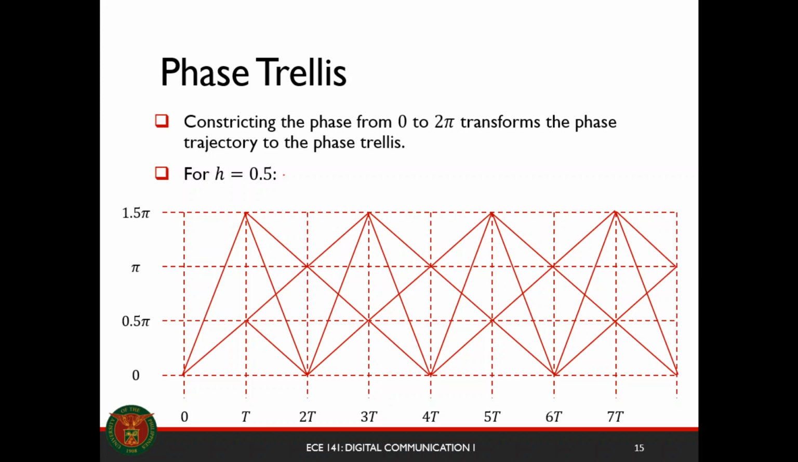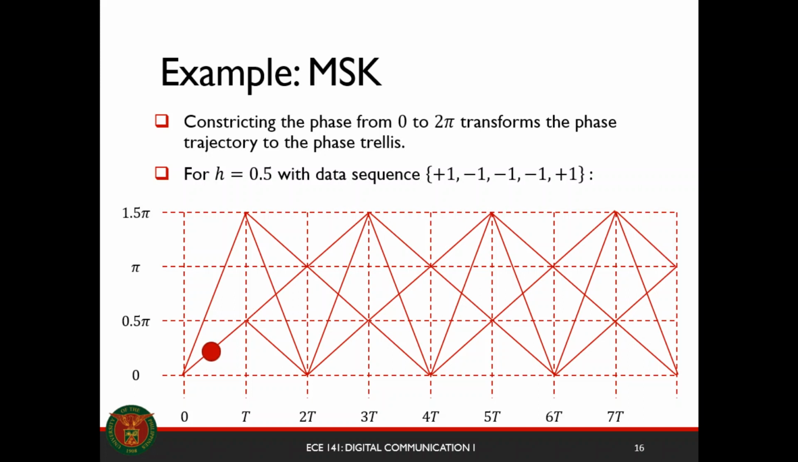And for h equals 0.5, we have this kind of trellis right here. Your 0 can transition to 0.5 pi or 1.5 pi. Your 0.5 pi can transition to pi or to 0. Your pi can transition to 1.5 pi or 0.5 pi. And your 1.5 pi can transition to 0 or pi. And from the earlier example, the phase trellis path would look like this. It will increase first, then decrease, which is just an increase to 1.5 pi, and then decrease again, and then increase. So as you can see, this is the path of your MSK with the following data sequence.